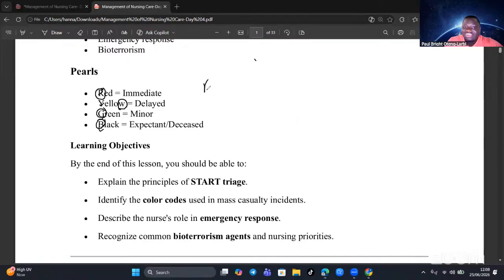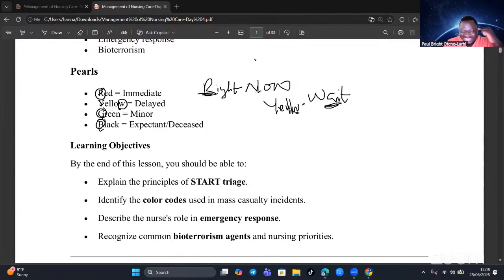So red, the R means they are in danger, so they must be seen right now. The R, right now. The yellow, yes, they are a bit stable, so they will wait, they will wait or delay. That W, the last W of yellow, will always mean wait. Let it be in your mind. You don't have to go and read it again, because maybe after this seminar, you are going to meet a situation where you apply it.